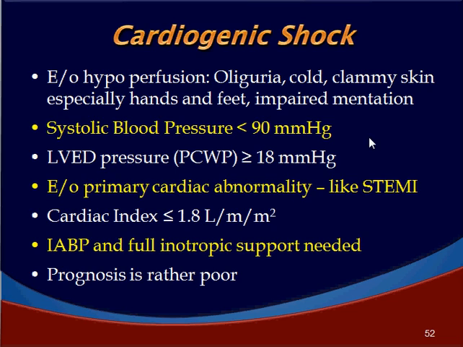Evidence of primary cardiac abnormality: in the presence of these signs, there will be a primary cardiac abnormality like an STEMI, and then cardiac index is less than 1.8 liters per minute per meter square. That is, the cardiac output is so reduced that cardiac index is less than 1.8 liters per minute per meter square. IABP, intra-aortic balloon pumping, and full inotropic support is essential for all cases of cardiogenic shock. The prognosis is rather poor, 60 to 80% mortality in those who present with cardiogenic shock.